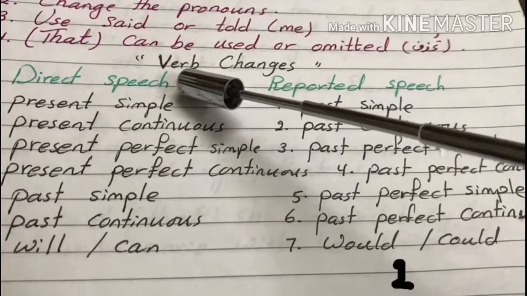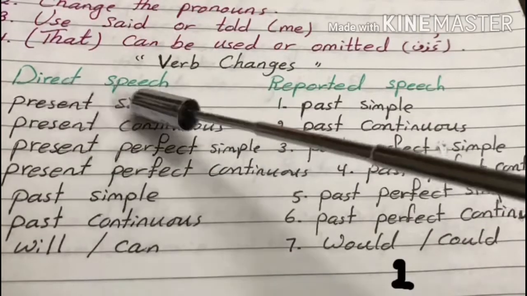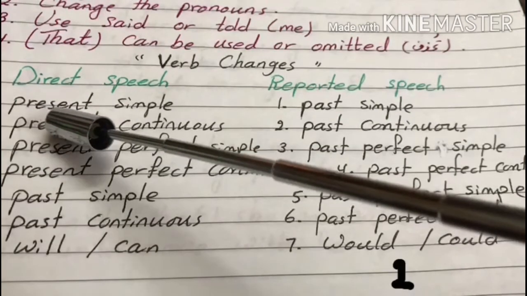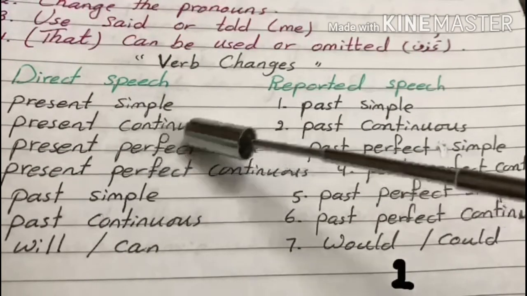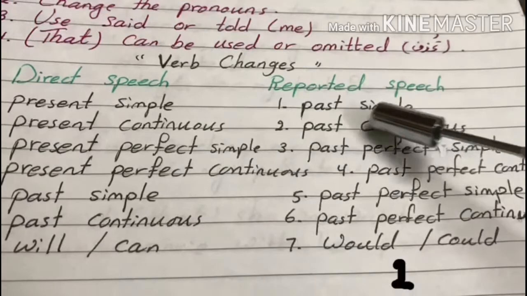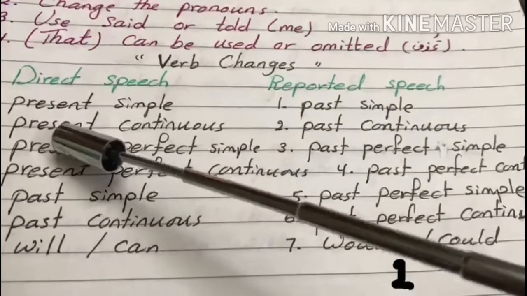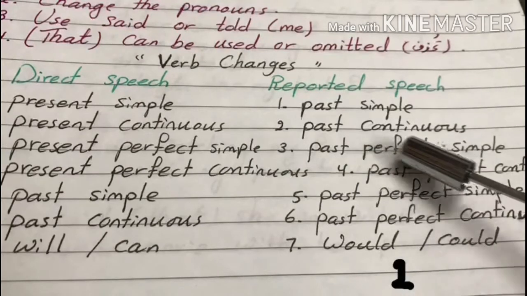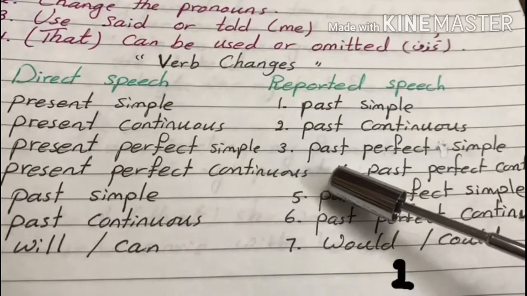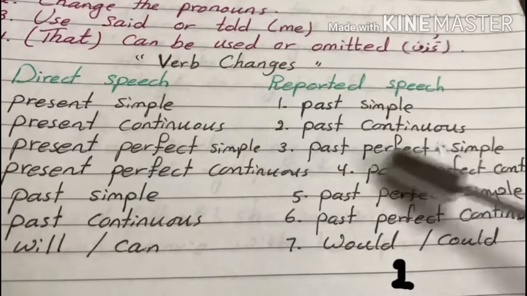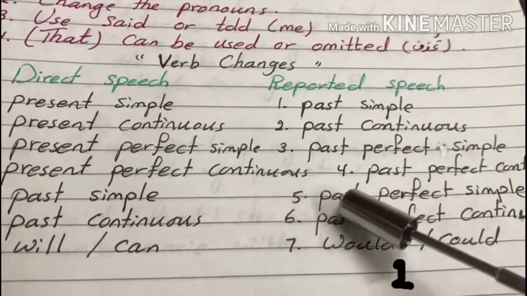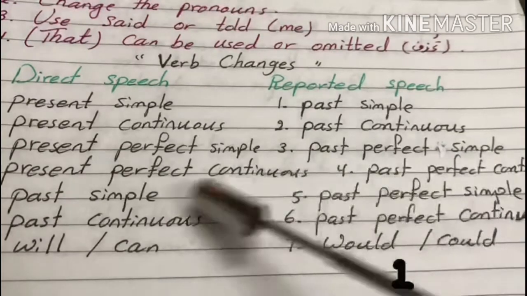Now, let us take the verb changes. Direct speech, reported speech. The first tense, the present simple. When we want to report the present simple, we should change it into past simple. Number 2, present continuous becomes past continuous. 3. Present perfect simple becomes past perfect simple. 4. Present perfect continuous becomes past perfect continuous.